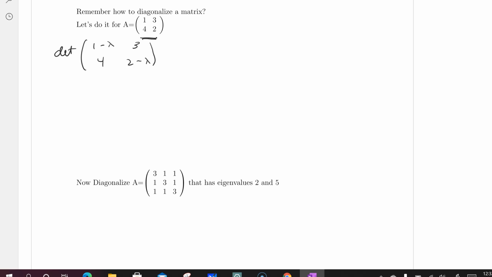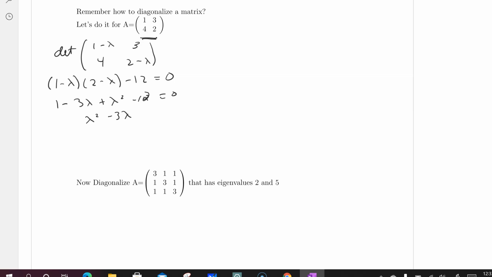Okay, so I'm going to find the determinant of this, which is 1 minus lambda, 2 minus lambda, subtract a 12, and set it equal to 0. So I have to multiply this out, and it's equal to 0. That's the characteristic polynomial, remember. So I get minus 3 lambda. Oops, I meant 12 there.